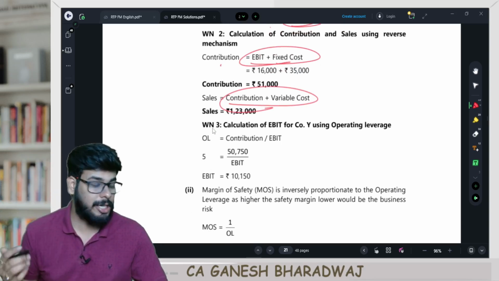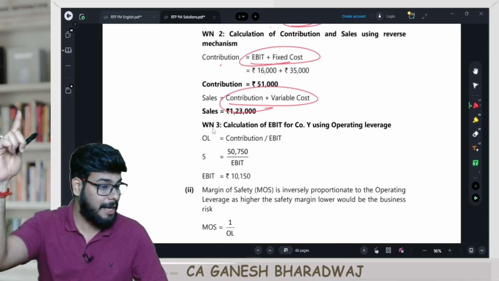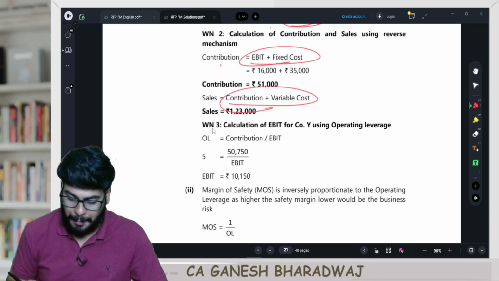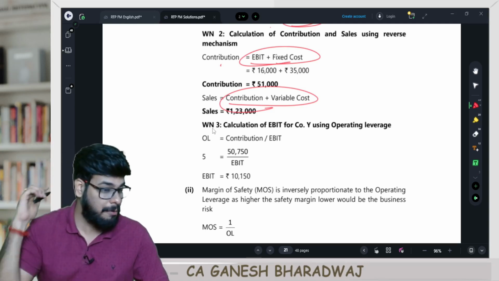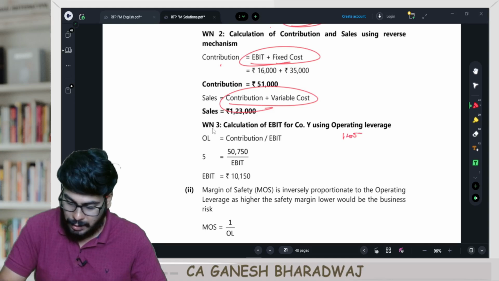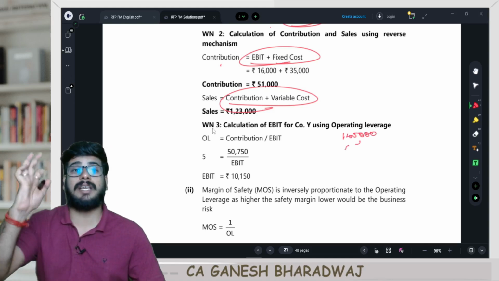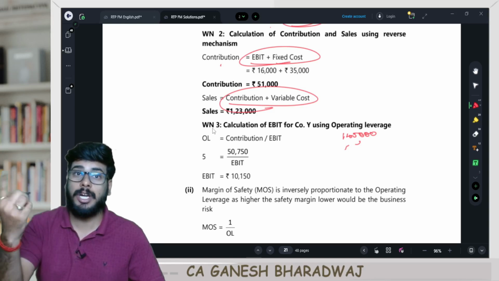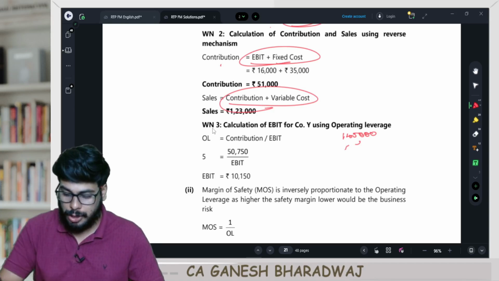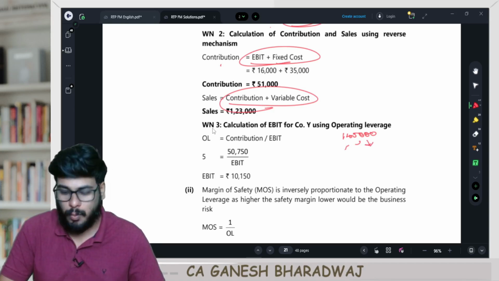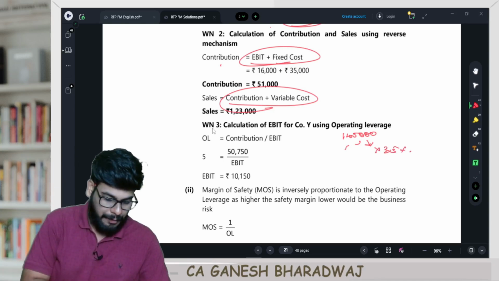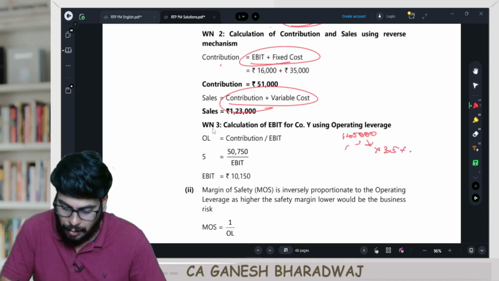For company Y, how can you calculate? They have given the operating leverage, and they have given the sales figure of 1,45,000. Variable cost ratio is 65%, which means PV ratio is 35% on sales, right? So with this, I can arrive at the contribution. Contribution is 1,45,000 into 35%. So 145,000 into 0.35, you get 50,750.